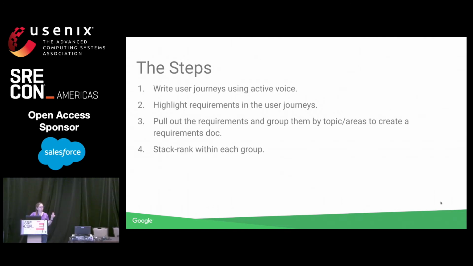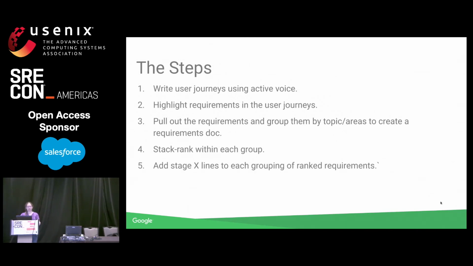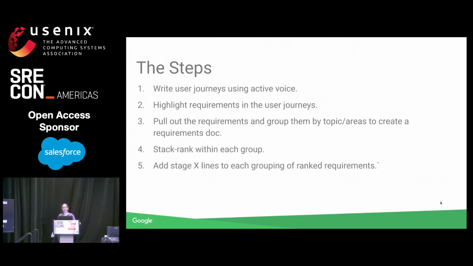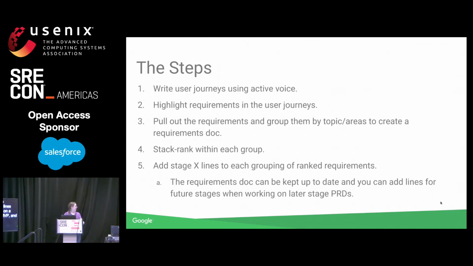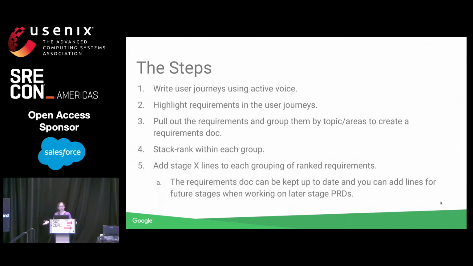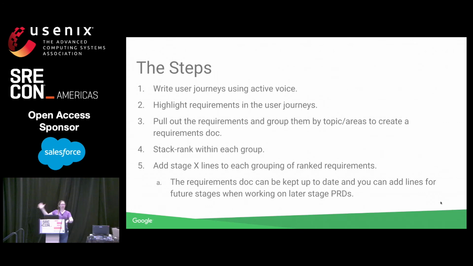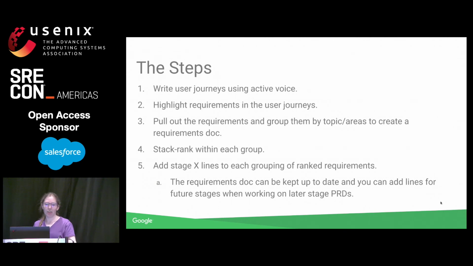You stack rank within each group, and you add stage X lines, where for me, I was working on a minimum viable product, or MVP, and so I was like, this is my MVP line. But I went and I wrote another PRD later, and I was like, okay, this is my stage 1 line. This is my stage 2 line, my stage 3 line. It was really helpful to already have this, and you can write additional user journeys to get additional requirements to fit in and keep it up to date as you go, but it is a very good starter.